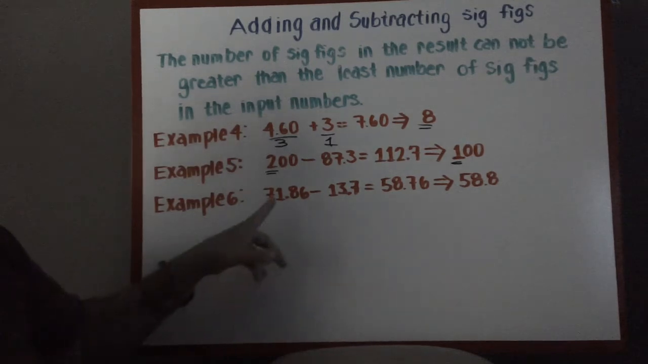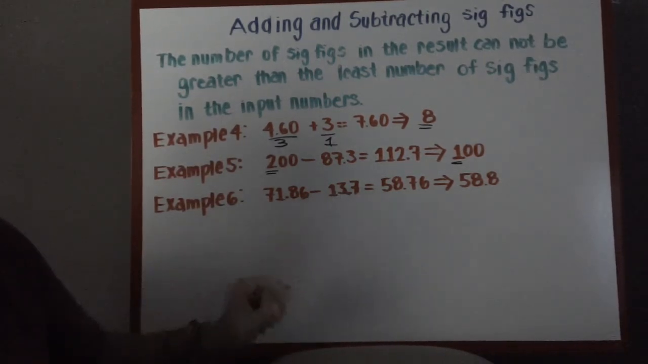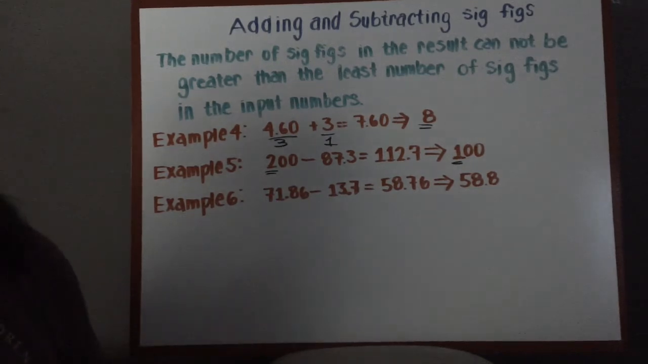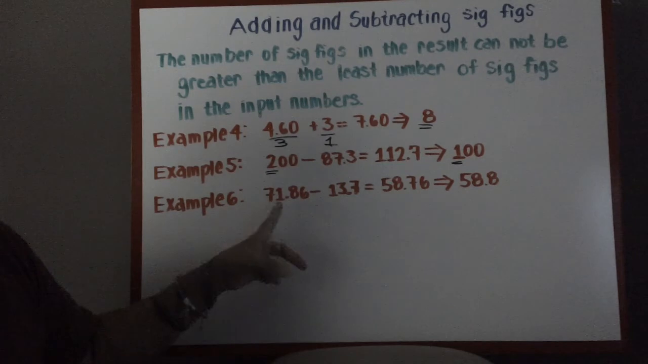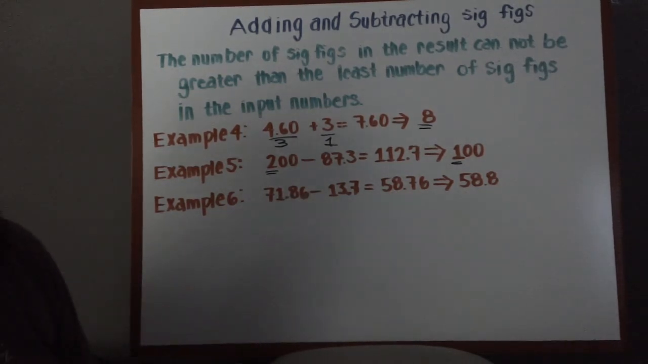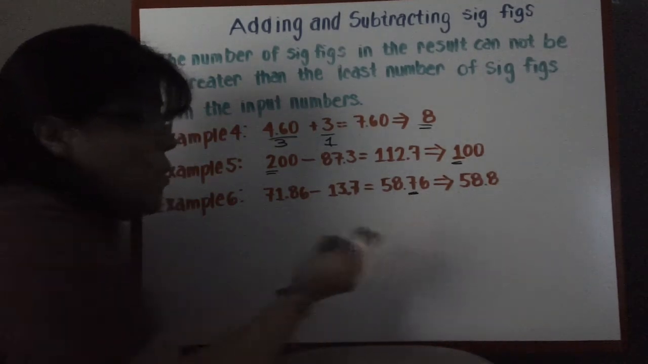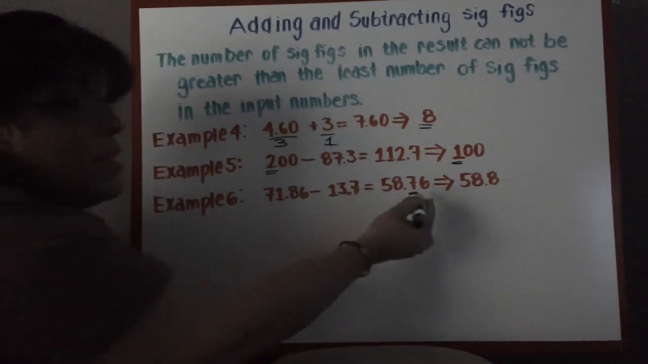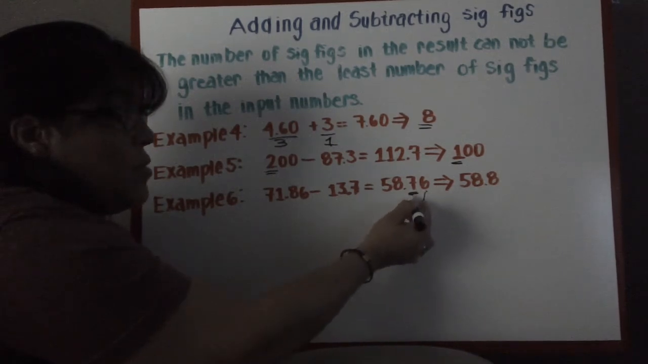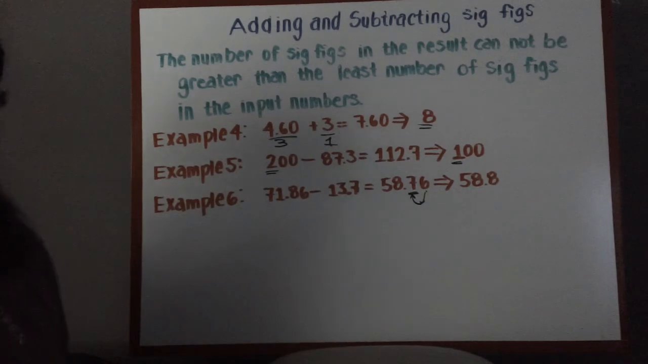Example 6. We have 71.86 has 4, 13.7 has 3. Our answer can only have 3 significant figures. So we're just going to use our calculator and do the subtraction. We end up with 58.76, which has 4. So we have to cut it off at this point. Well, we're going to round it up. Because this is a 6, we're going to round this to an 8, and we're going to have 58.8, which is 3 significant figures.